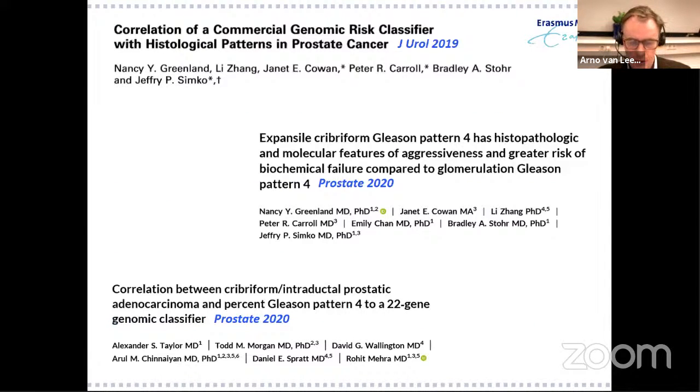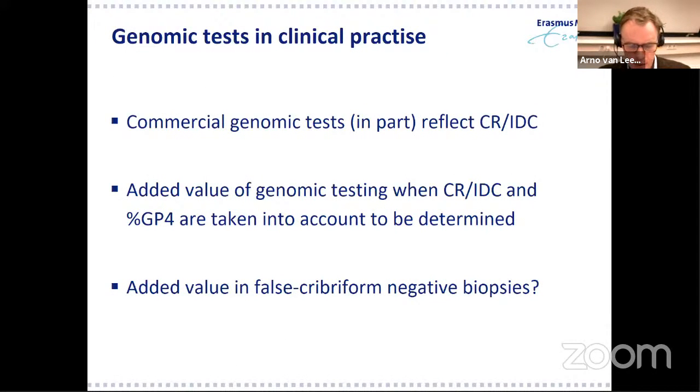Few recent publications have compared the outcome of genomic risk classifiers with detailed tissue morphology. And what is interesting is that these studies show that genomic risk classification scores are higher when cribriform pattern is present. Therefore, one might ask the question whether these commercial tests are for a large part only measuring what we can already see through the microscope, namely cribriform pattern. The challenge is now to find out what is the real added value of these genomic tests when cribriform pattern and percentage grade 4 are taken into account.